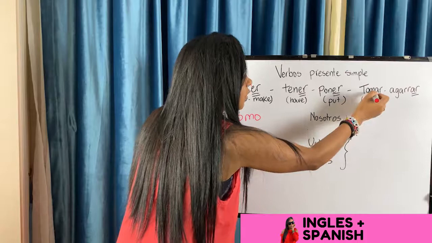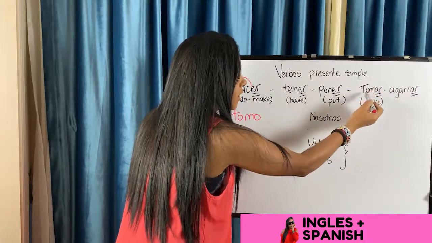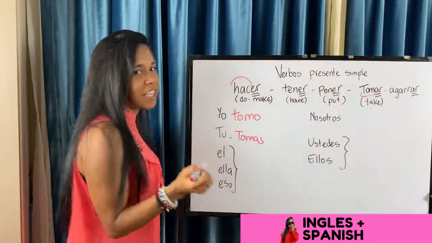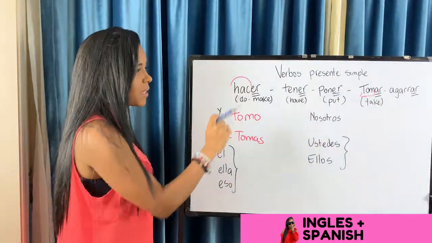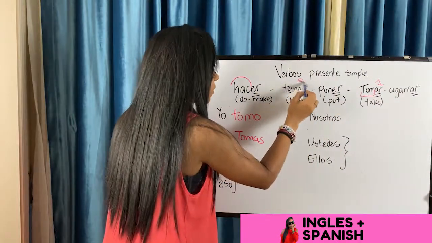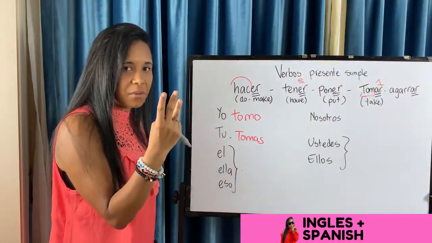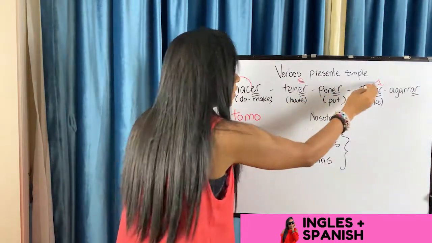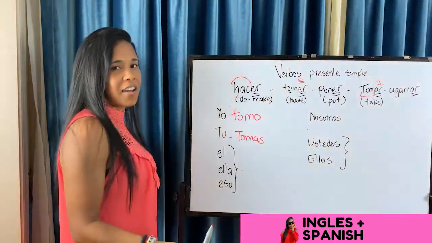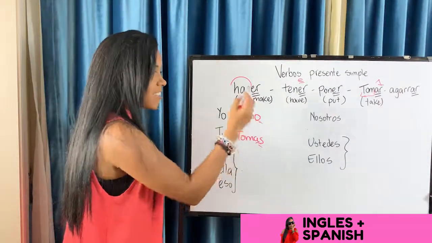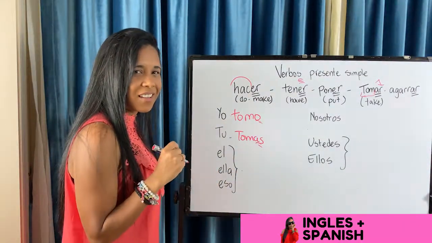So, we have the verb. And the root is tom, because the ending is R. This is going to be the first, and this is going to be the second one. We have 3. Remember? R, ir. So the first root ending is R. So yo tomo, tú tomas. This is going to be very, very regular.